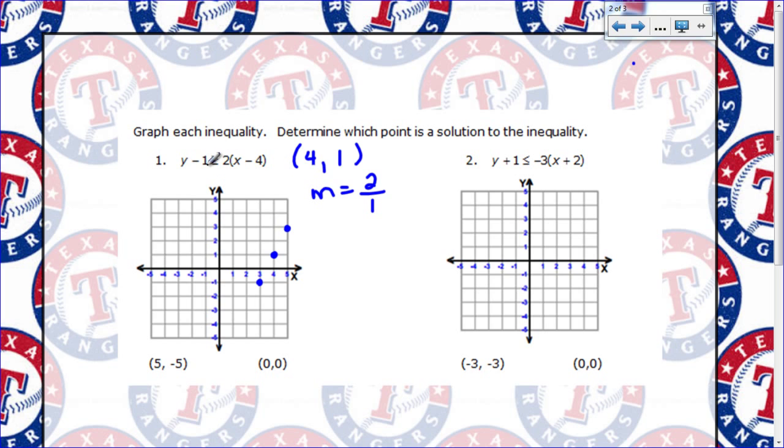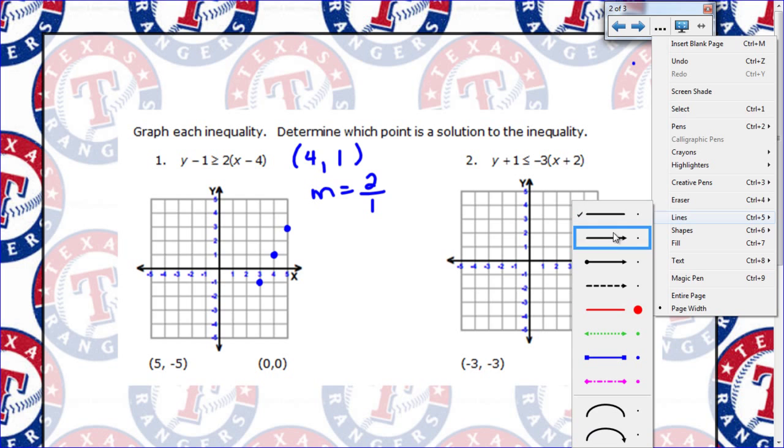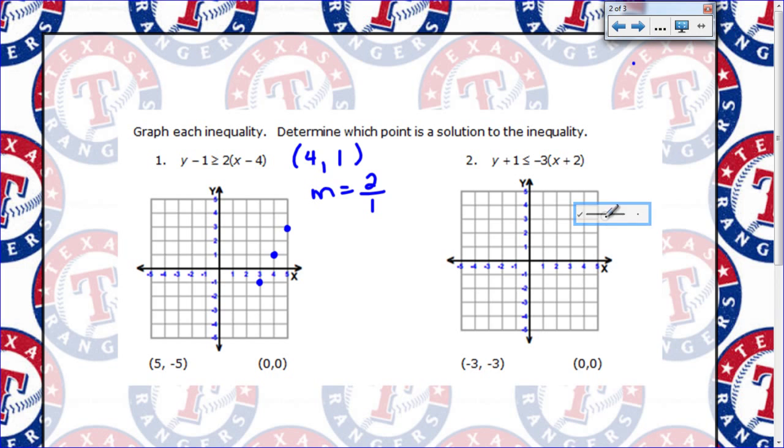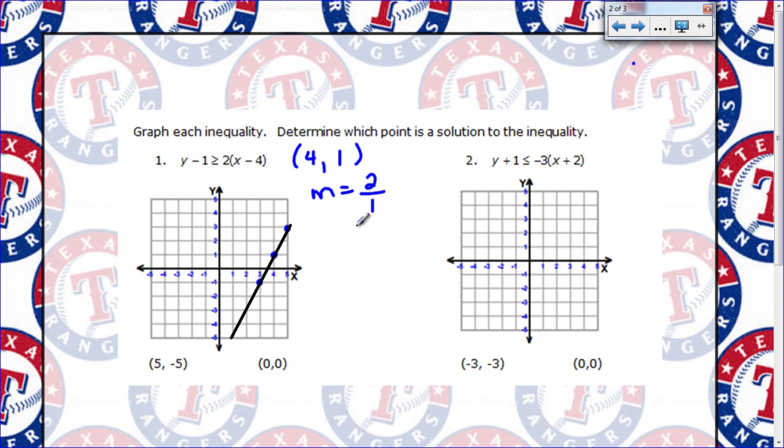And then I need to talk about this: it is greater than or equal to, so it should be a solid line. We'll talk about the shading in just a minute. So I have a solid line that passes through these points. Make sure you get the arrows on the ends because it is a line that continues on. So it goes like this.